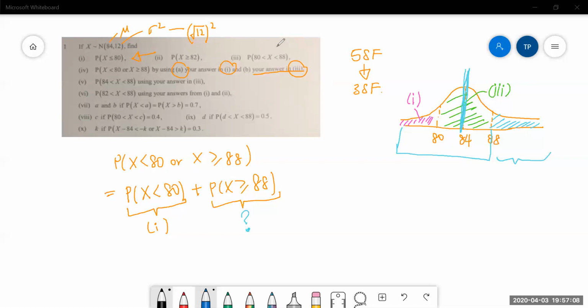What is your answer for part 3? 0.7517. What's the answer for part 4? 0.248.